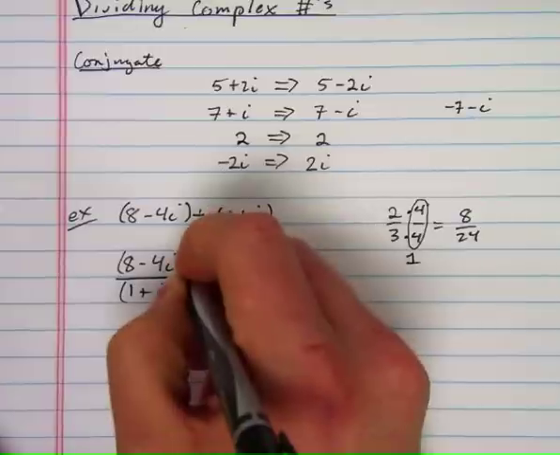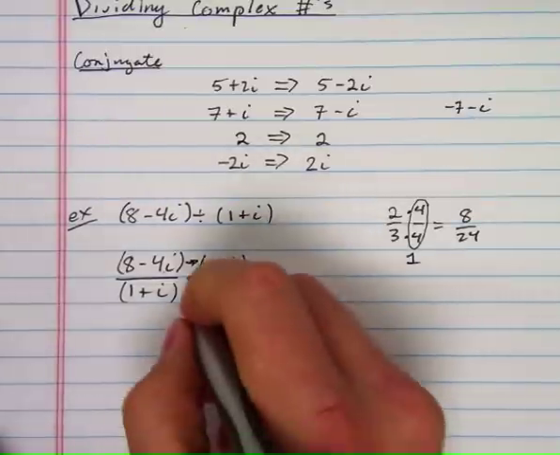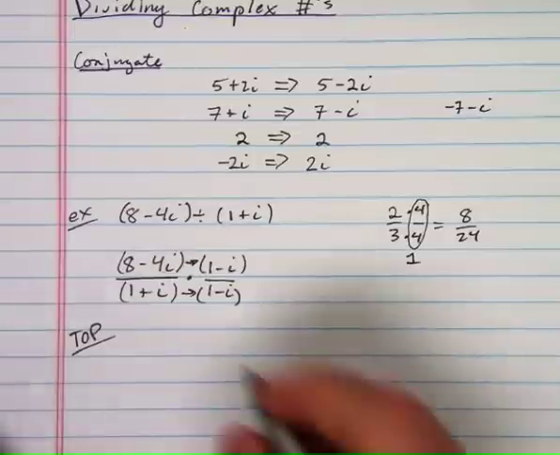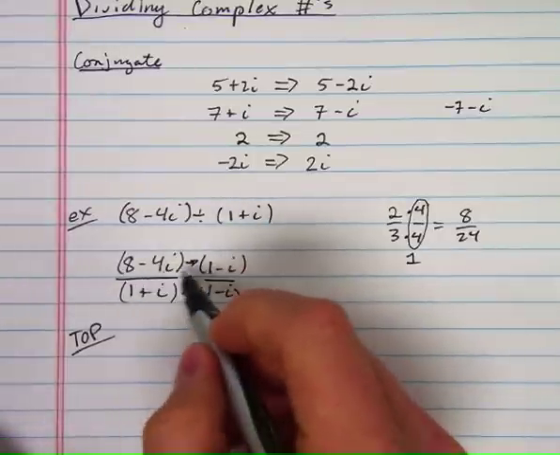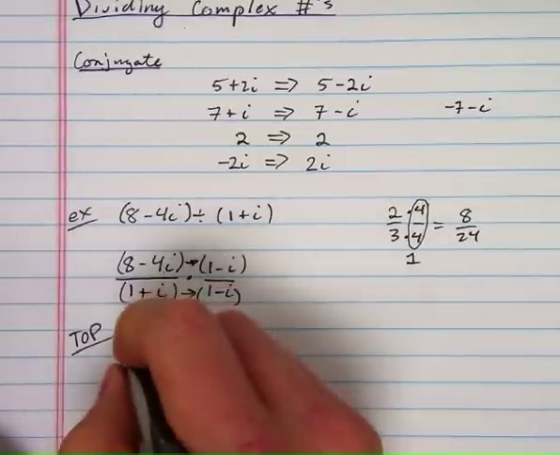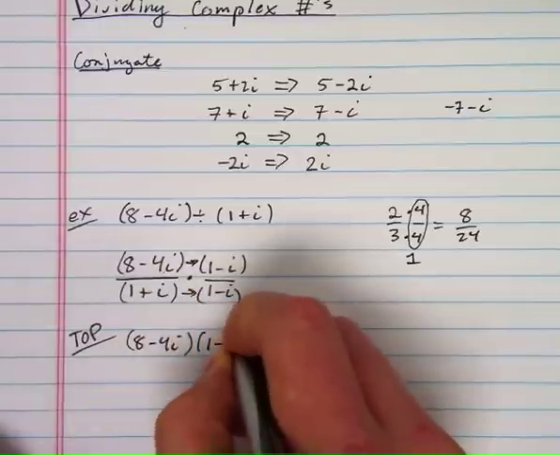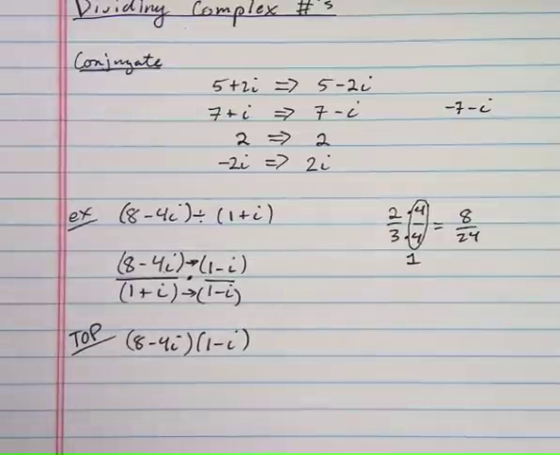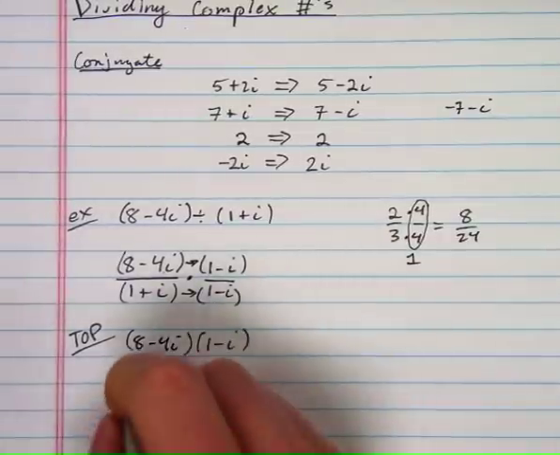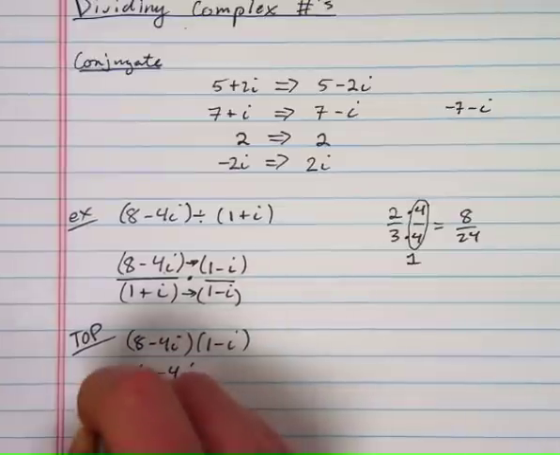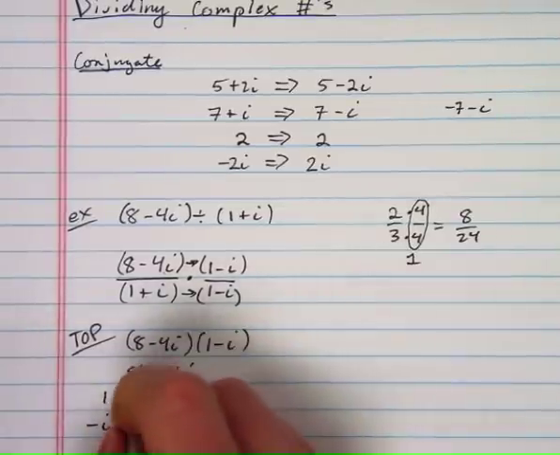Now, the important part is I have to multiply across on top, then I have to multiply on the bottom. So for the top portion, I'm going to do a box. It's 2 things times 2 things. So if I have 8 minus 4i times 1 minus i, that is a FOIL problem. So I'm going to do my box. 8 times 1 is 8.